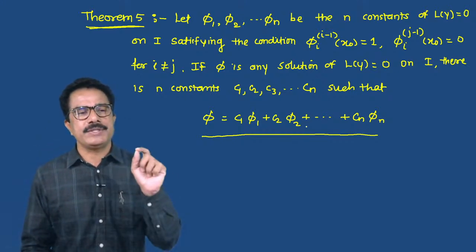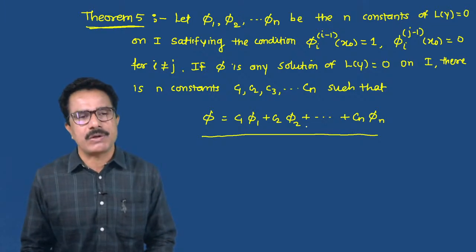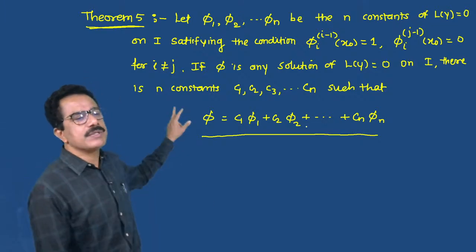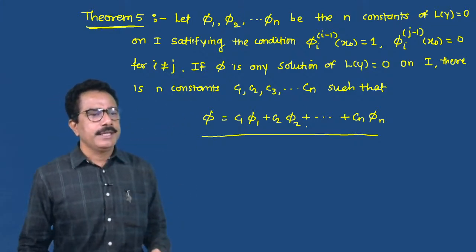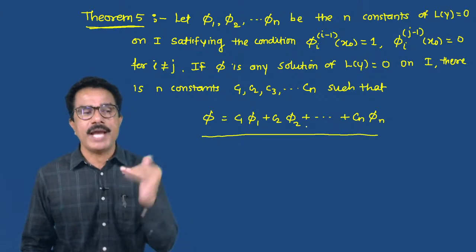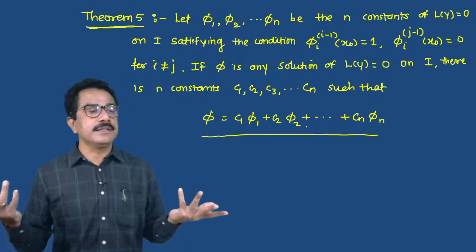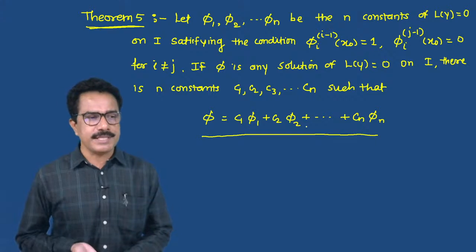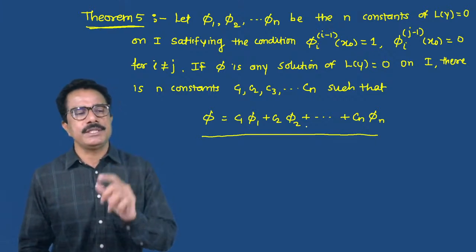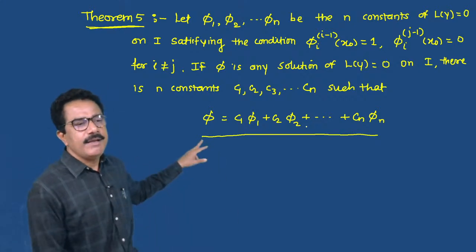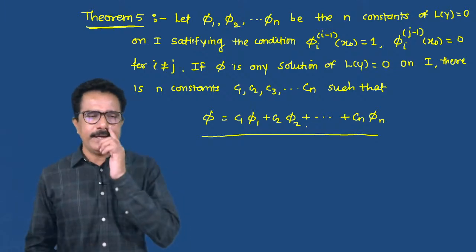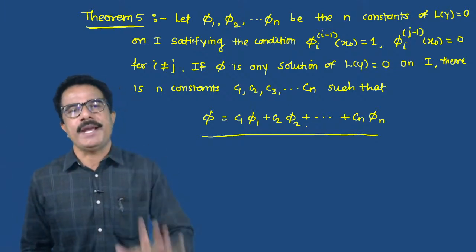Phi_i^(j-1)(x0) = 0 for i not equal to j. If phi is a solution of L(y) = 0 on I, then there are n constants c = c1, c2, c3, ..., cn such that phi = c1 phi1 + c2 phi2 + c3 phi3 + ... + cn phin.